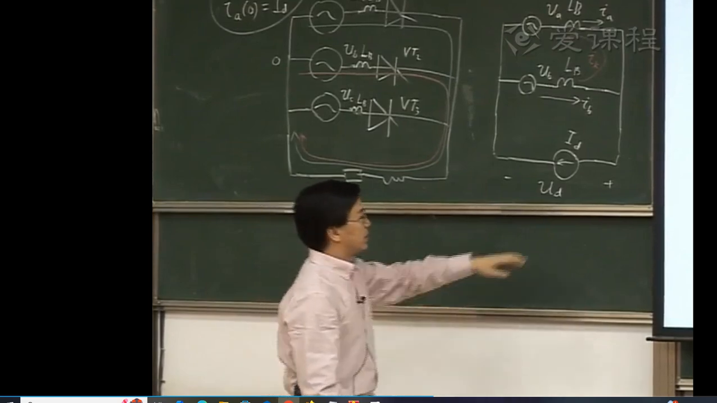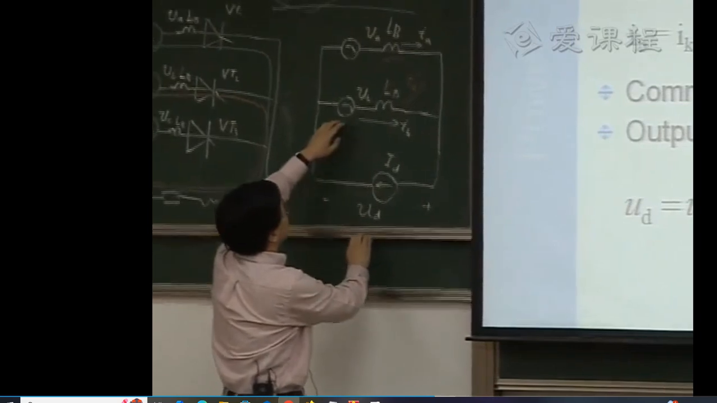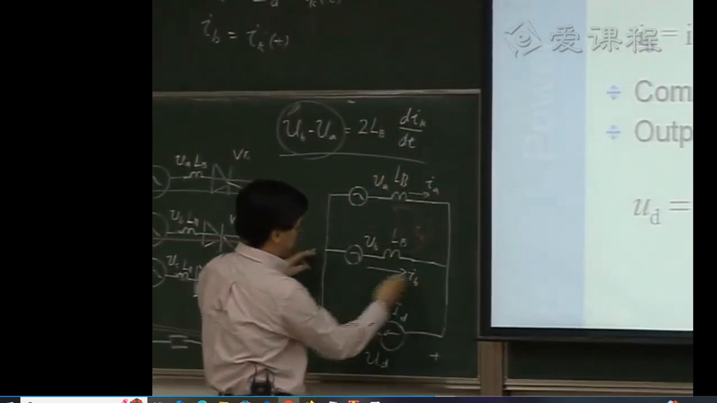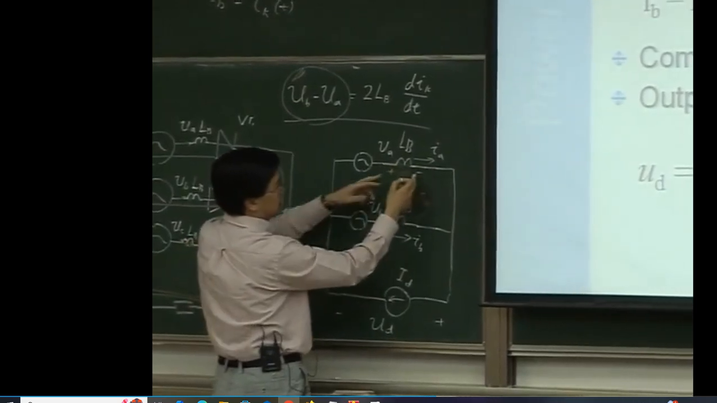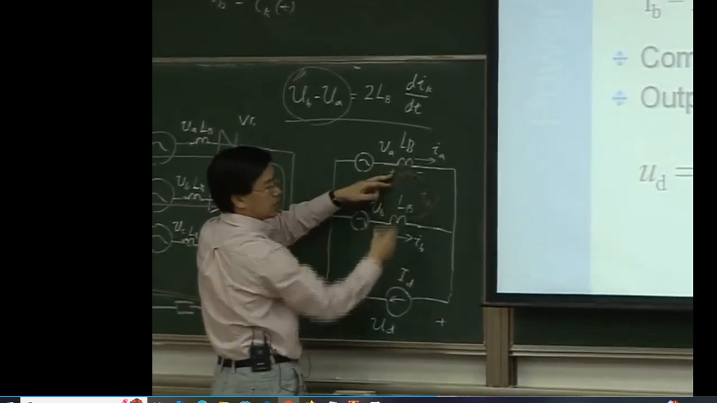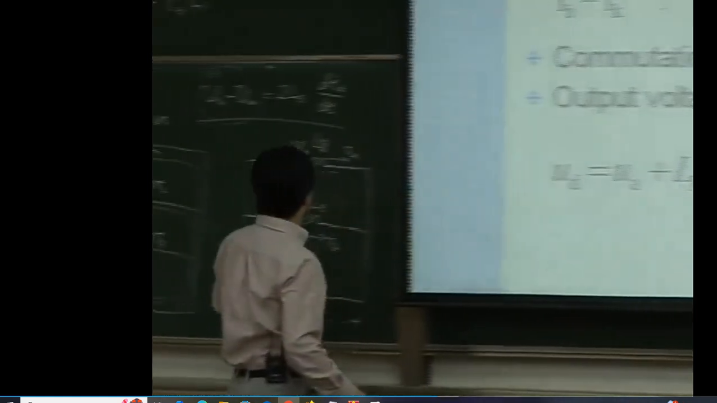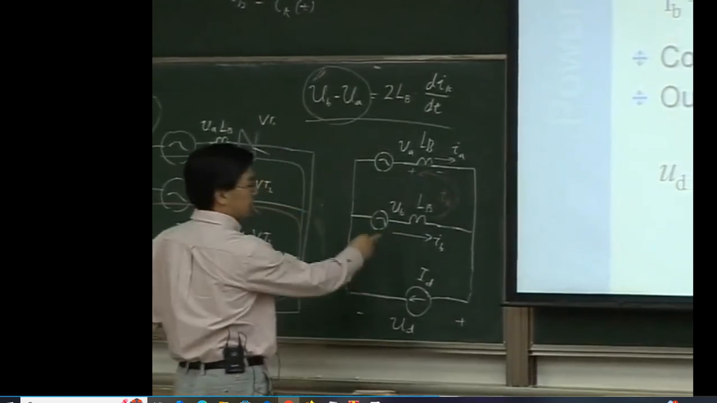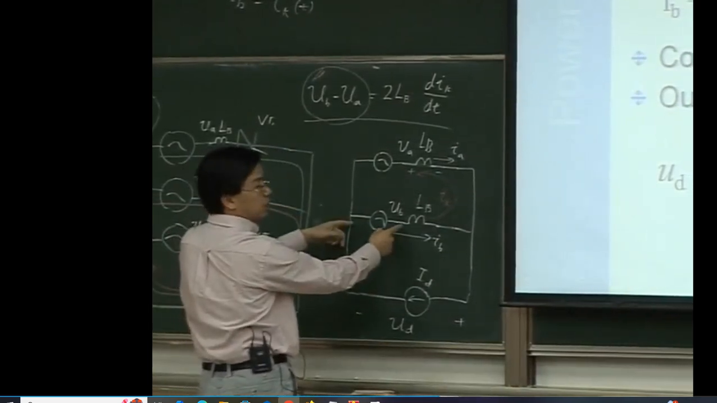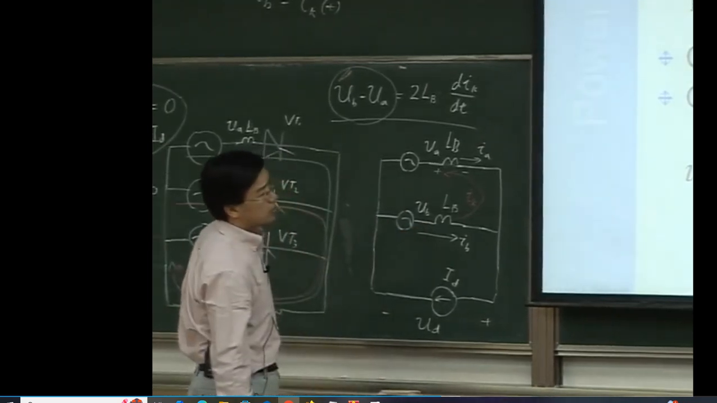You can always write out this equation here. UD should be equal to UA plus the voltage across this leakage inductance, that would be UA plus LB dIK/dt. And it should also be equal to this voltage UB. Is it in a reverse way?